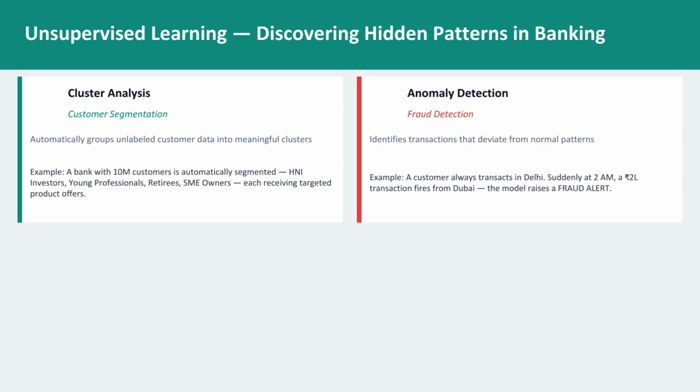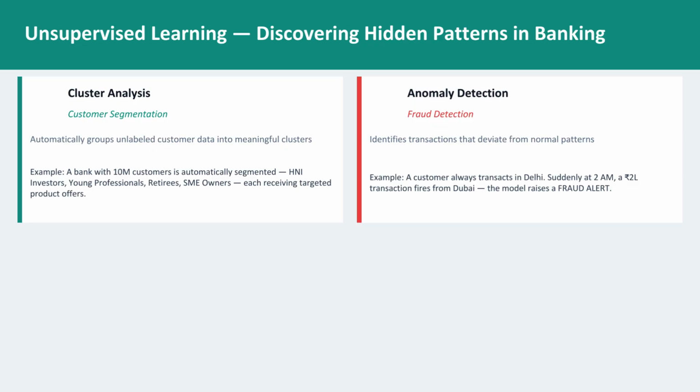Number two, we have anomaly detection for fraud. Remember our fraud example from previous part 1? Let's revisit through the lens of unsupervised learning. A customer based in New York makes transactions every day at a coffee shop, grocery stores, UPI payments. The model learns this customer's normal pattern.